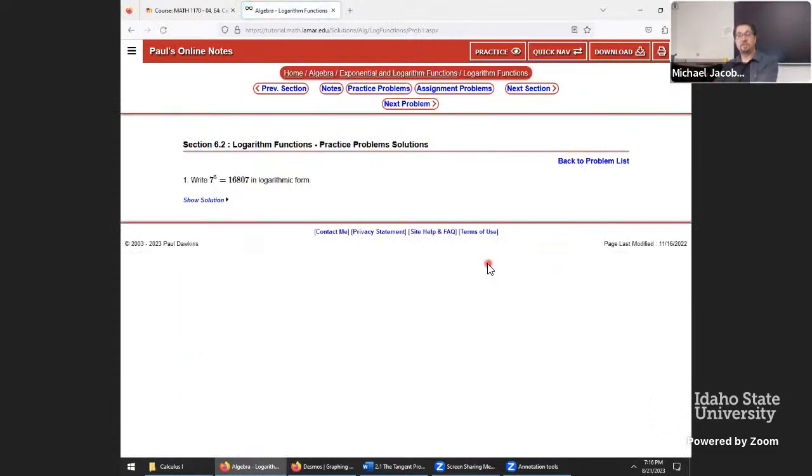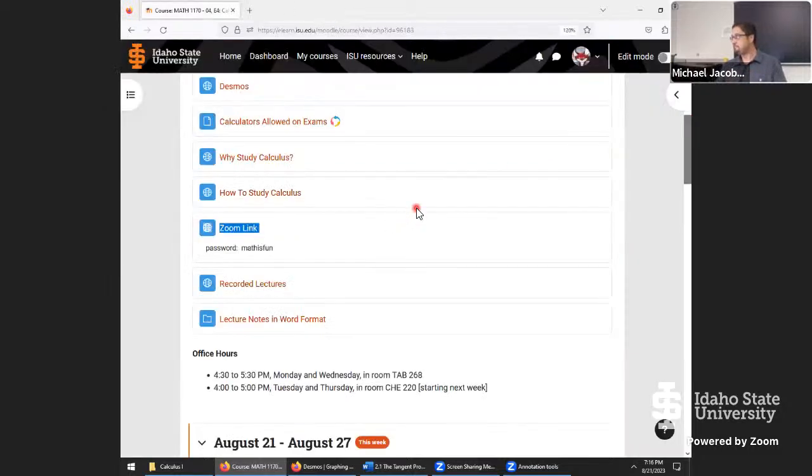So even if you don't use it too much for this class, if you know you're taking a lot of math classes, it's probably a good site to come back to at some point in your program. So that's the purpose of those two links there.